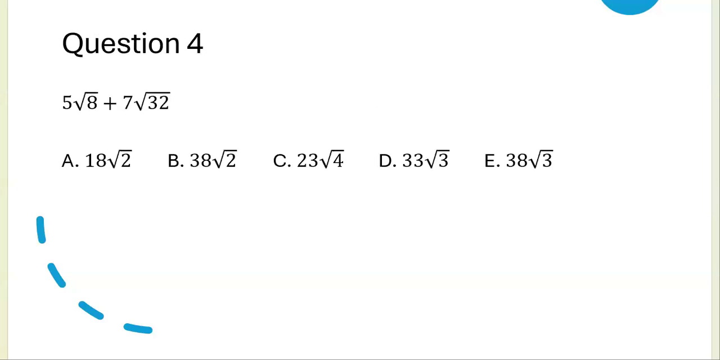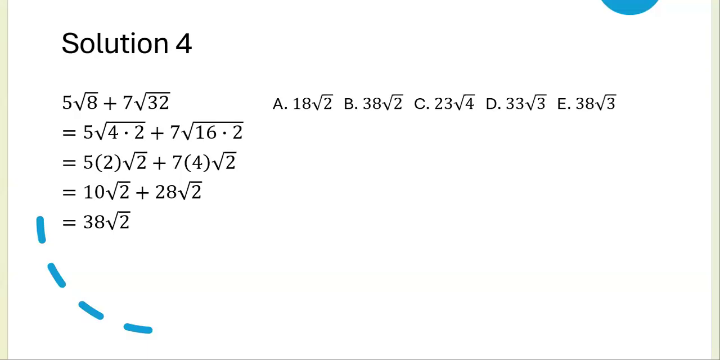Next, 5 root 8 plus 7 root 32. How do we simplify this? Well, choice C is already suspicious because that's not even fully simplified. 4 times 2 is 8. We purposely want to pick 4 because 4 is 2 squared. And then 16 times 2 is 32. We purposefully want to pick 16 because 16 is 4 squared. Instead of breaking up 32 as 2 times 2 times 2 times 2 times 2, 2 to the 5th, just jump to 2 to the 4th, which is 16. So you would get 38 root 2, and that is choice B.